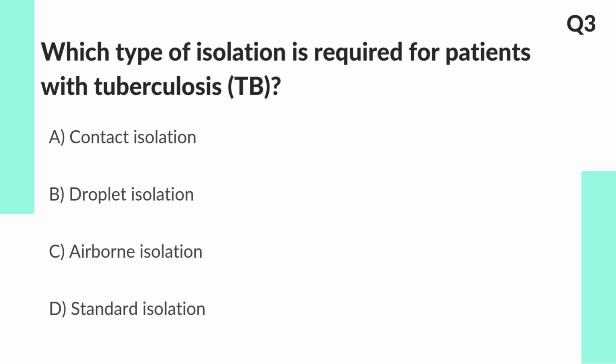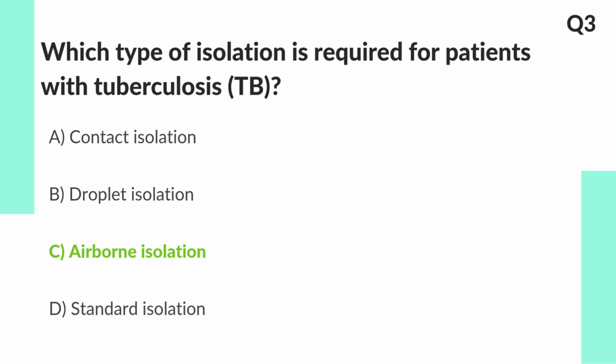Which type of isolation is required for patients with tuberculosis? When you think about TB, the thing that comes to mind is the lung, it's an airborne disease. Is it also caused by droplet infection? It could be true. So let's have a look at the answer to this question. The answer is airborne isolation. So somebody with tuberculosis, you can place the patient on airborne isolation.